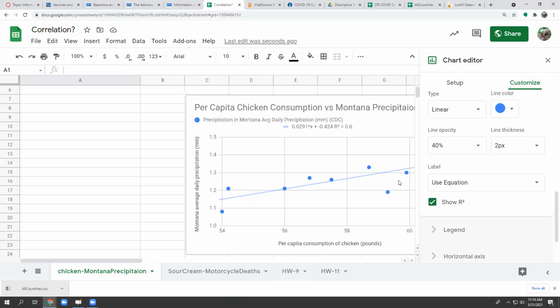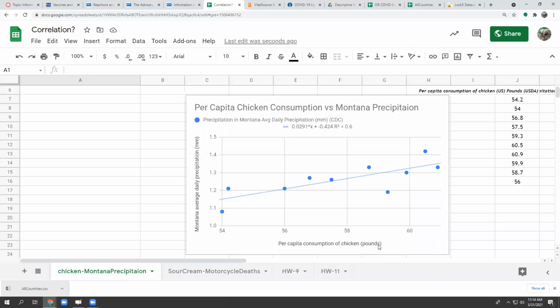Now, I have established in my graph an association between per capita chicken consumption and Montana average daily precipitation. Do you think that the amount of chicken people eat in a year affects the precipitation in Montana? We got to know.